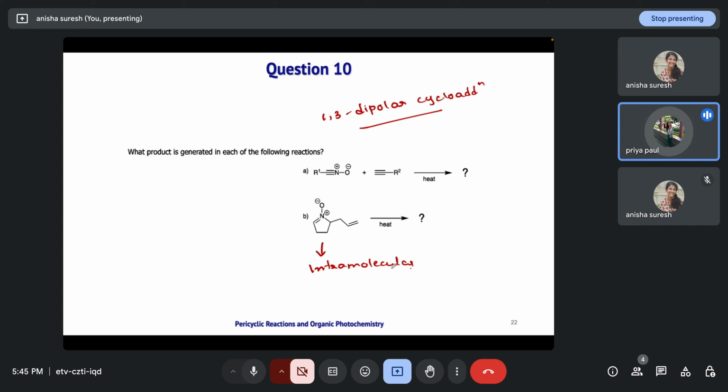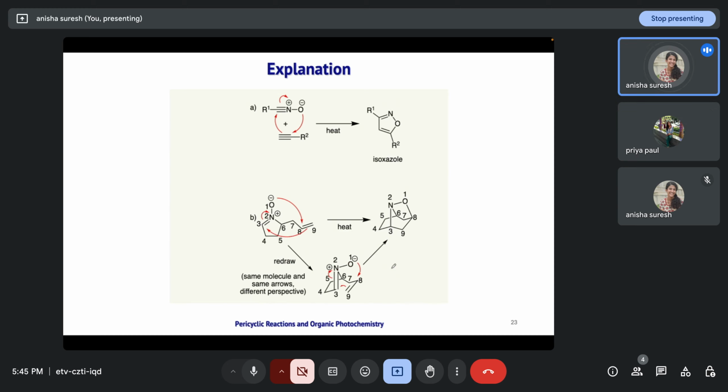The first one gives a five-membered nitrogen and oxygen containing compound. The second one is the intramolecular 1,3 dipolar reaction. So we will see the mechanism.